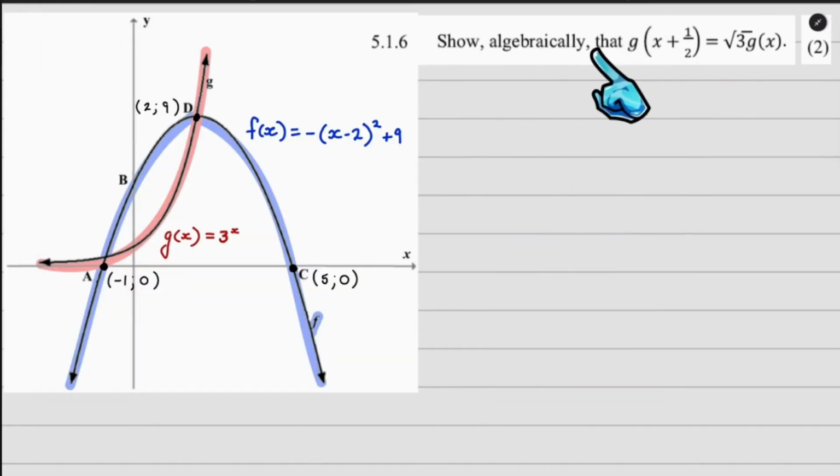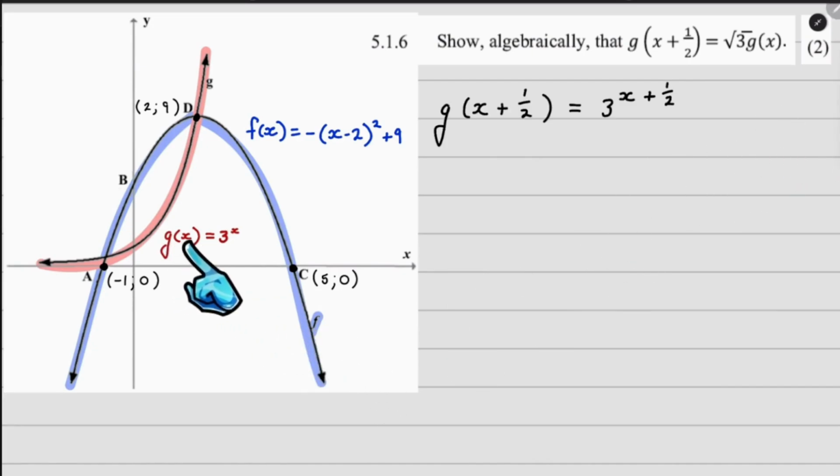Okay, now I need to show algebraically that this is equal to that weird thing. If I'm asked to show, I'm only allowed to work with one side of the equation. So I'm going to maybe choose this side of the equation to work with. So let's grab that and make the necessary substitution. So what I've done is, in g of x, I've replaced the x with x plus half. So this x here, I replace it with x plus a half. And now we've got to manipulate this thing to make it look like this thing.